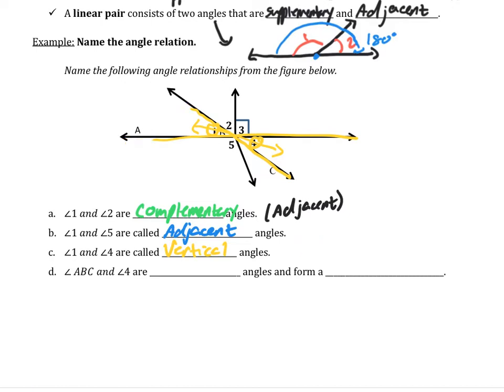All right. So let's take a look at our last one on here. Angle ABC. So that's this whole angle, A to B and then out to C. And angle 4 are what type of angle?